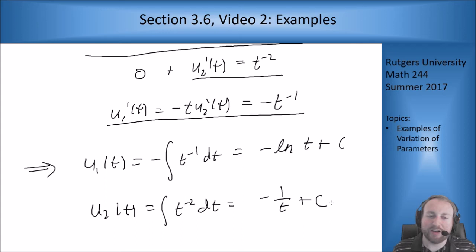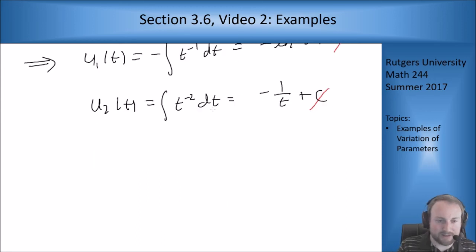But that's not the answer. This gives you my u1 and u2. My solution to the non-homogeneous equation is u1 y1 plus u2 y2. And we'll notice again that, like reduction of order, we can get rid of these constants. Why? Because if I put the constants in there, I'm just getting more copies of y1 and y2, which I'm going to throw into my homogeneous case anyway. So what I get from my solution to the non-homogeneous problem is this.